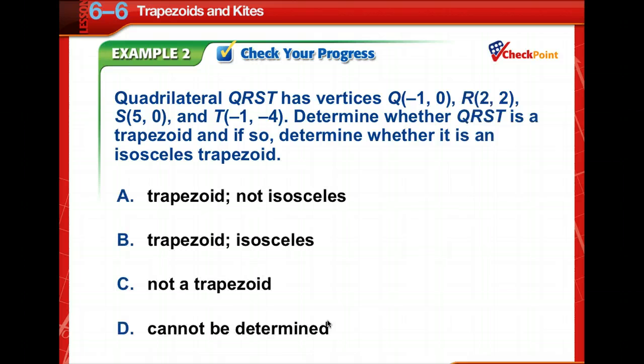Time for you to check your progress. So pause the video. You might sketch your graph first, note what you know, and let me know. Is it a trapezoid or not? Is it isosceles or not?